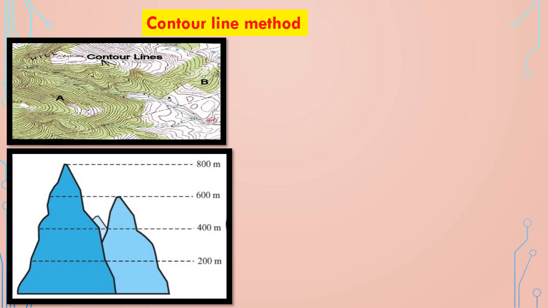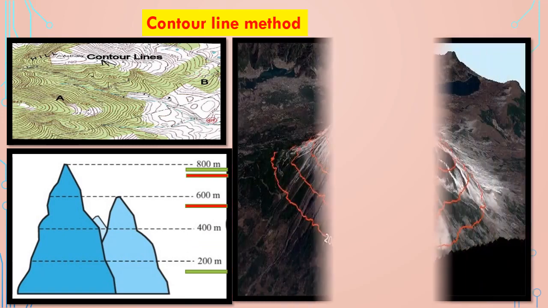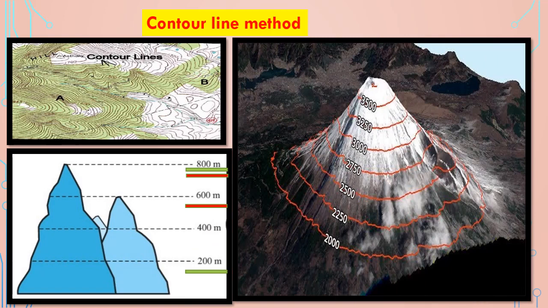Here it is mentioned as 200 meter which ends in 800 meter. So the height of the smaller hill is 600 meter and the taller one is 800 meter. Look at this another image. Now tell me, what is the height of this mountain? Right, it is 3500 meter. The lines drawn to indicate its height or elevation are called contour lines.